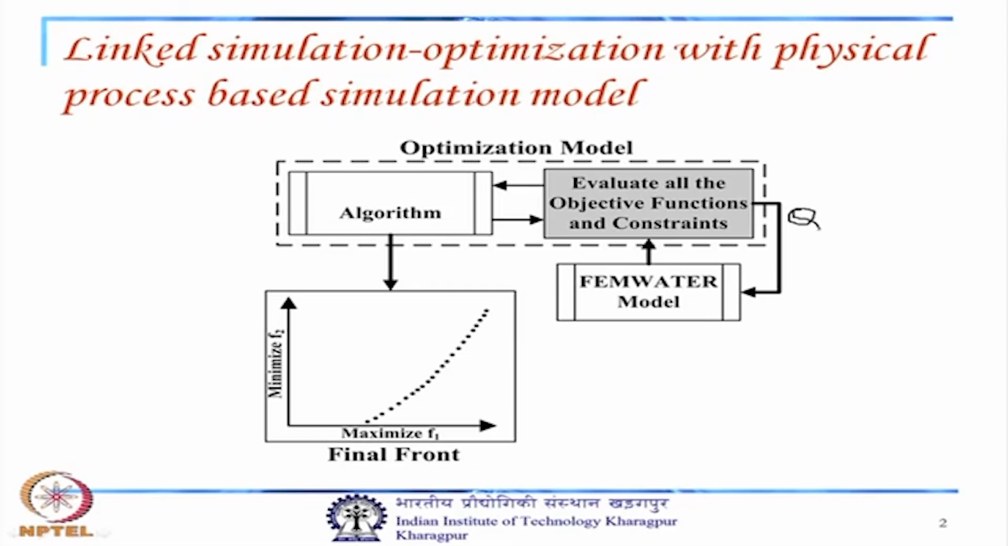So, we are passing the information related to Q and small q, that is pumping values for production wells and pumping values for barrier wells. And what we are getting out of this FEM water model? We are getting the concentration values. That way it is externally linked. Now, with this algorithm we can have this final solution.